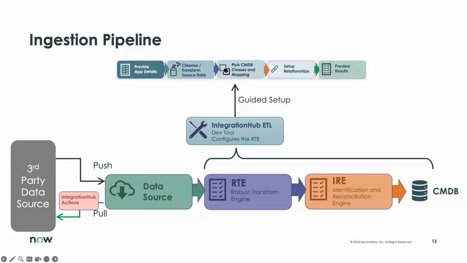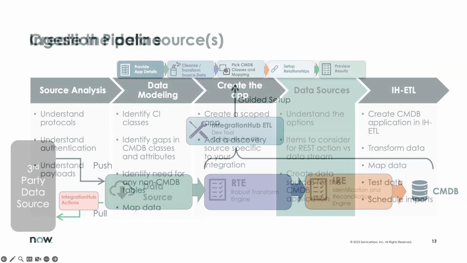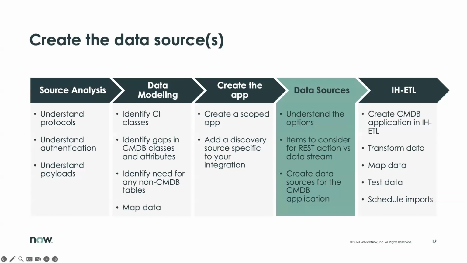So let's see what it's about in terms of building out the data sources. We need to understand what options are available to us for data sources. And then as we start to look at the Integration Hub capabilities, we want to understand what is different between a REST action and a data stream. And then we'll actually get to creating the data sources.